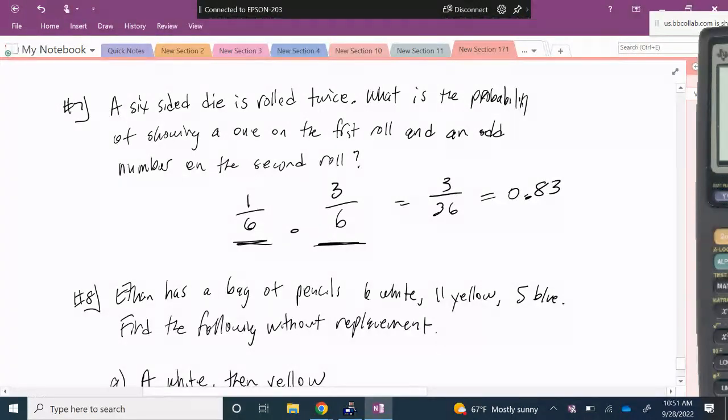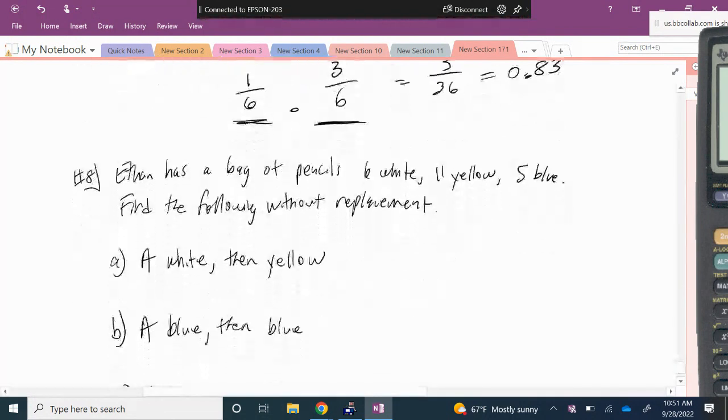So that's the probability. Those things are independent. One roll, because you're just rolling one dice, right? One roll doesn't affect another roll. So any questions about that one?